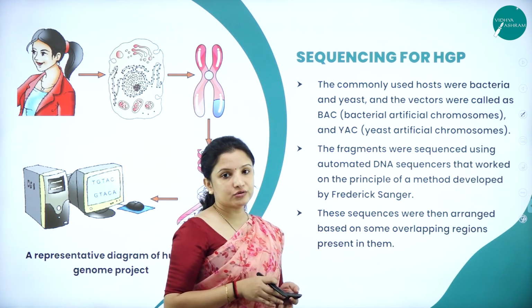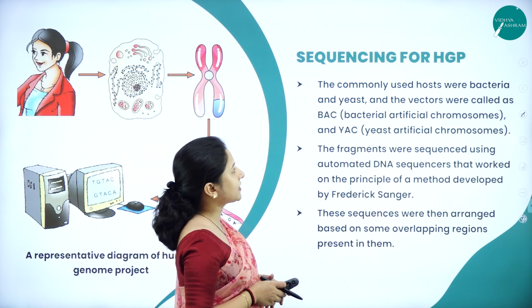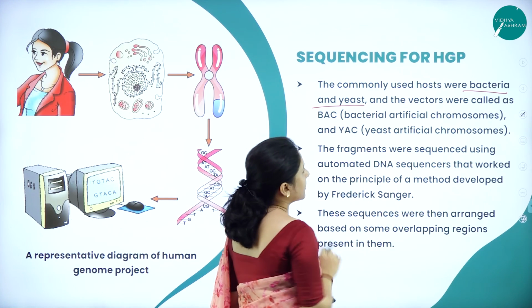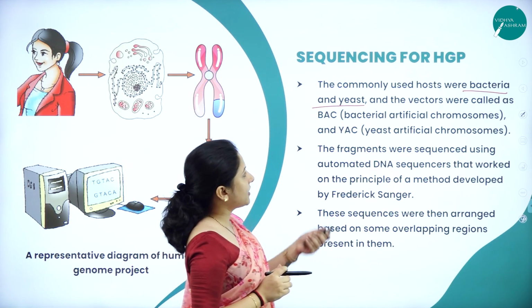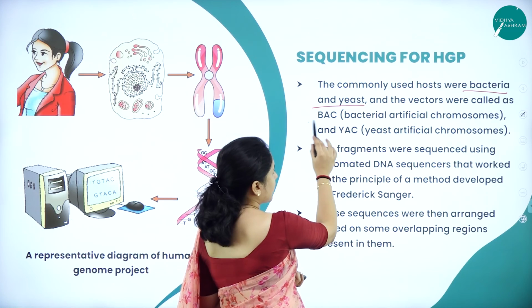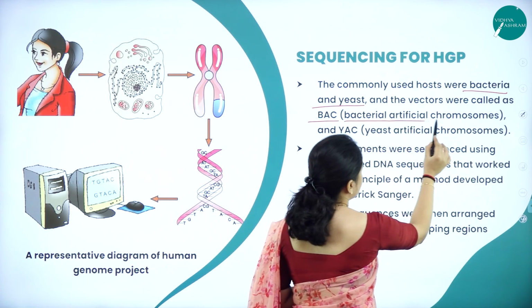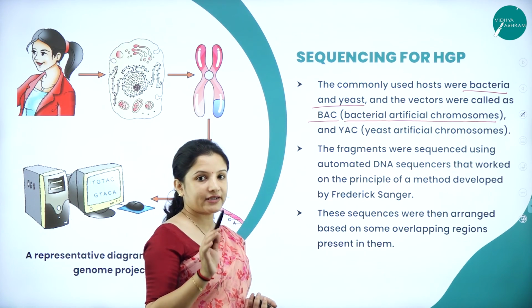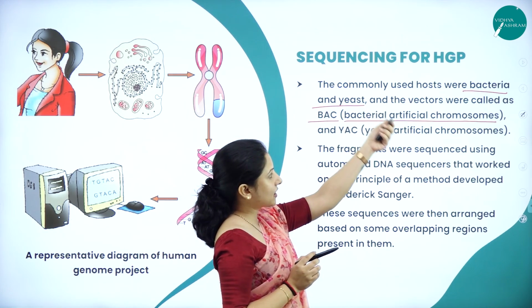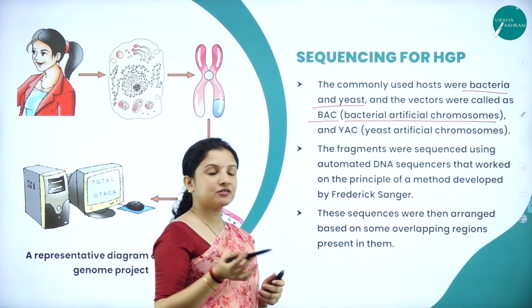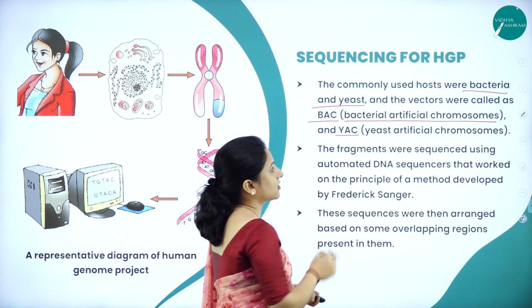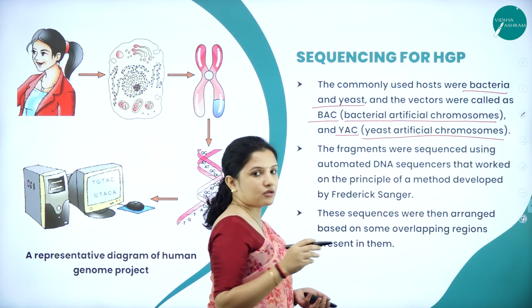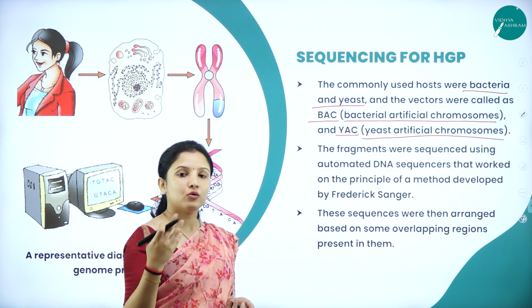And the commonly used hosts were bacteria and yeast, as I told you. They are put into a vector, right? So usually bacteria and yeast are used, and the vectors were called BAC, for bacterial artificial chromosomes. If bacteria is used as a vector, that vector was called BAC, which means bacterial artificial chromosome. And if a yeast is used as a vector, it is called YAC, that is yeast artificial chromosome, because artificial chromosomes are produced, their clones are produced, right?